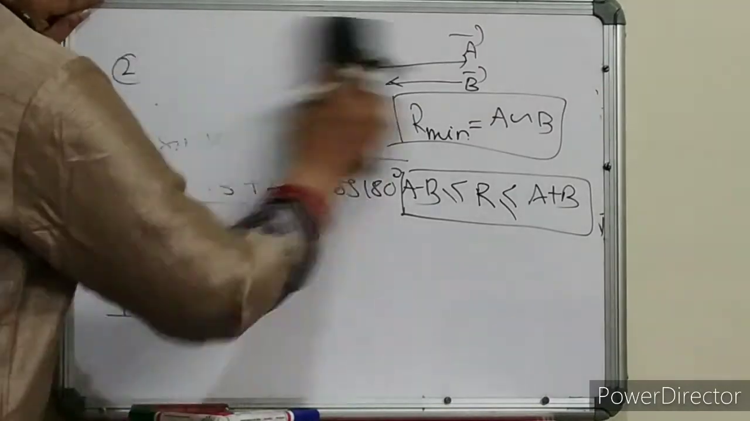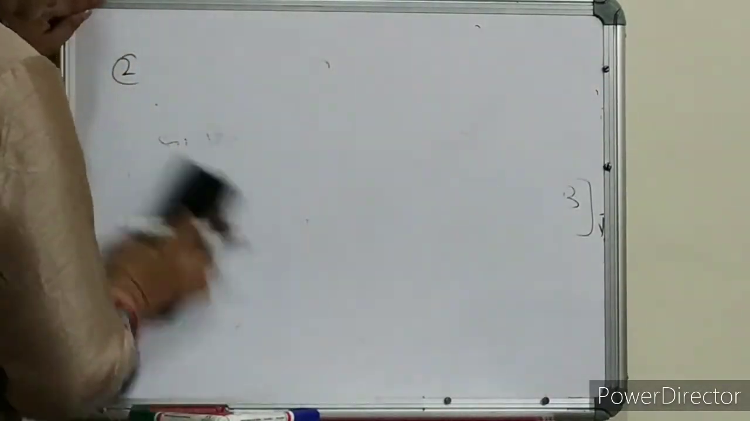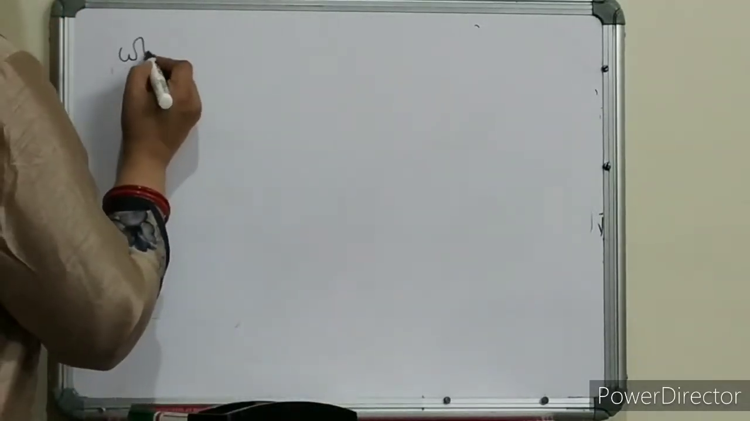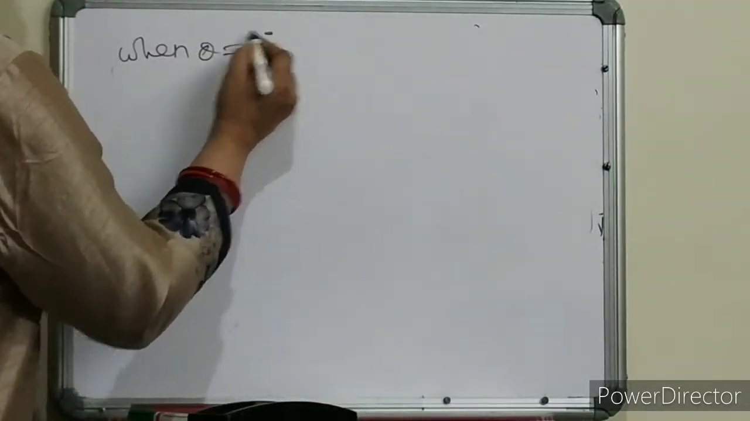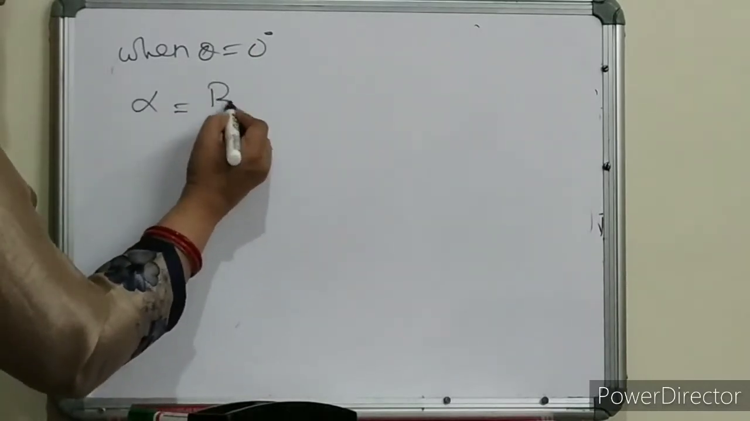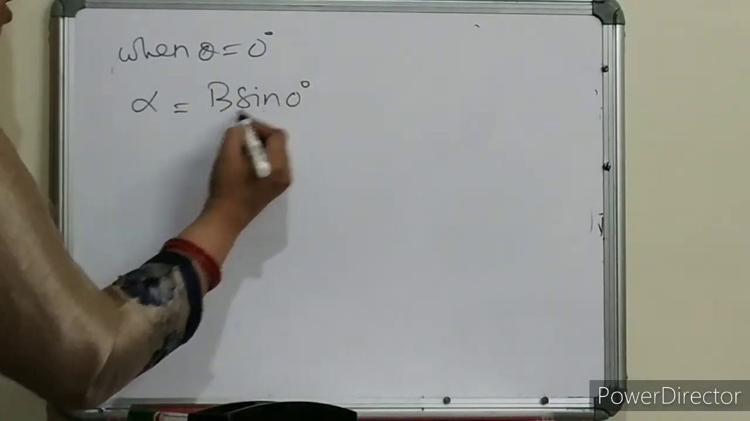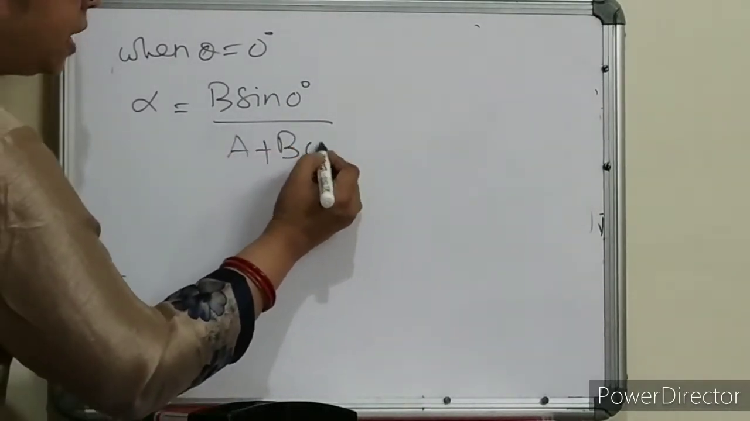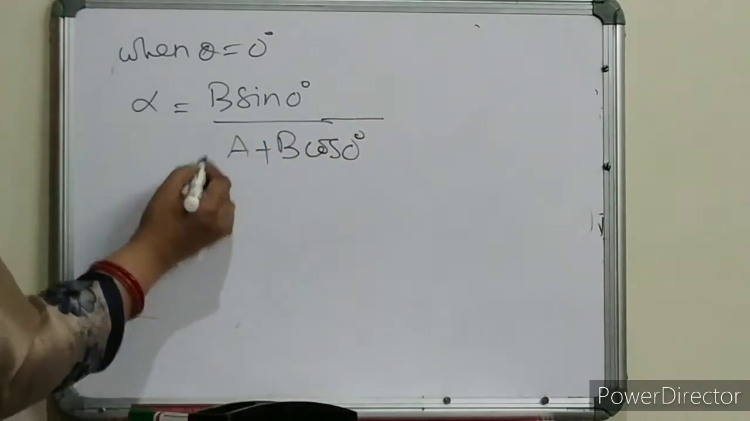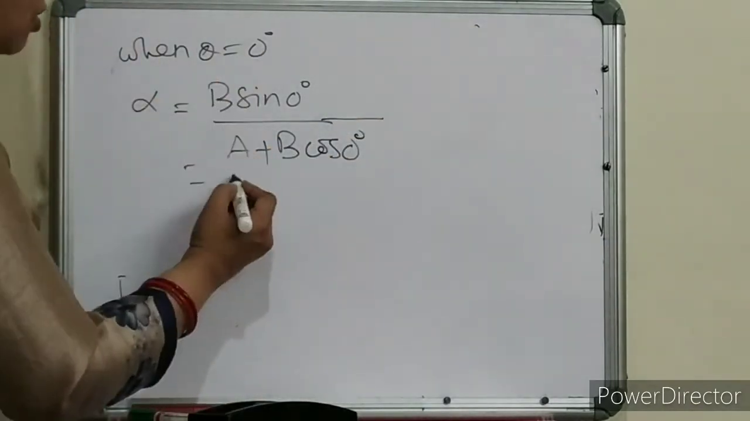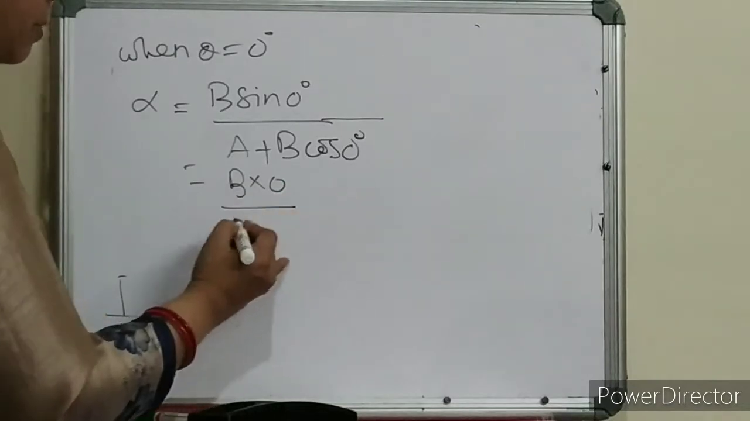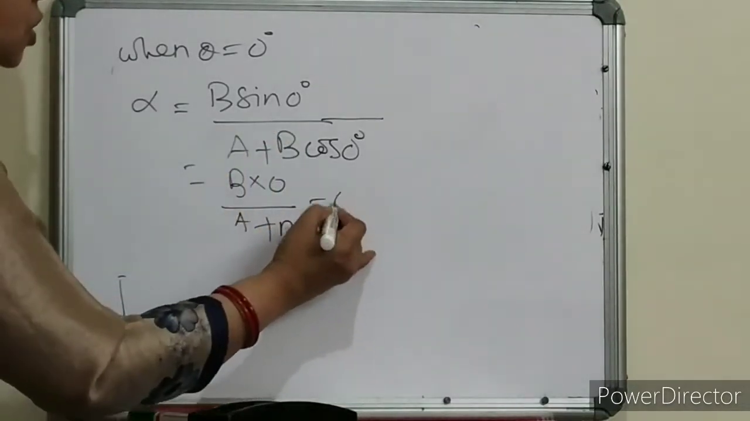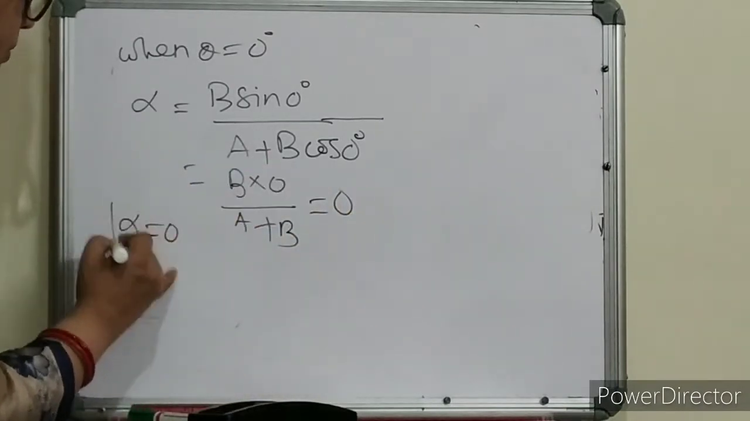Let us see when theta is equal to 0. What is the formula? When theta is equal to 0 degree, alpha is equal to b sin theta, sin 0 degree, divided by a plus b cos 0 degree. Okay. So what is sin 0? Sin 0 is 0. So b into 0 by a plus b, cos 0 is 1. That means this is 0. So alpha is equal to 0.